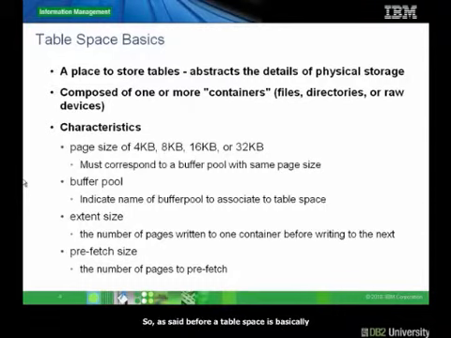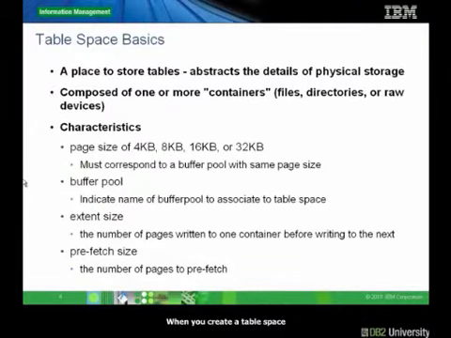So, as said before, a table space is basically going to abstract the details of physical storage. And that's where you store your tables. It is composed of one or more containers, where a container can be files, directories, or raw devices. And as shown before, you have to specify a page size. Those are the page sizes I mentioned earlier: 4K, 8K, 16K, and 32K.